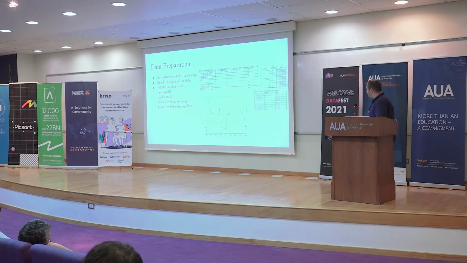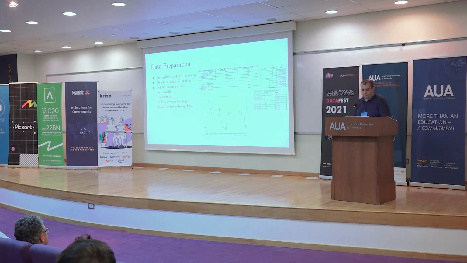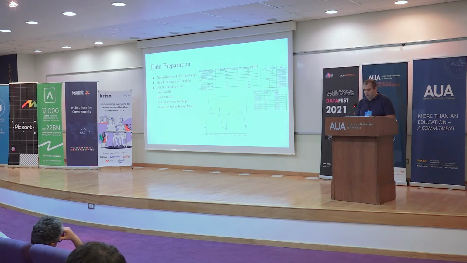So you might face this kind of data. First of all, you need to do the timestamp normalization, which is important because that helps you to synchronize the data, which is the next step. Then you might deal with cases where you have lots of missing values, and there are multiple strategies for filling them, which is also a different area of time series analysis: forward fill, backward fill, rolling mean average techniques, and linear or spline interpolation. So you can fill these gaps, and that will help you to create the forecasting model.